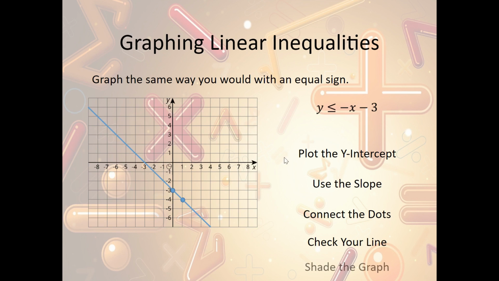And now we just need to shade the graph. It says y is smaller than the line. So I'm going to go along my y-axis and find where they meet, which is here. And I'm going to look at all the y's that are smaller than the line, which are down here. So I'm going to go ahead and shade this area here. And that's how I graph the linear inequality.